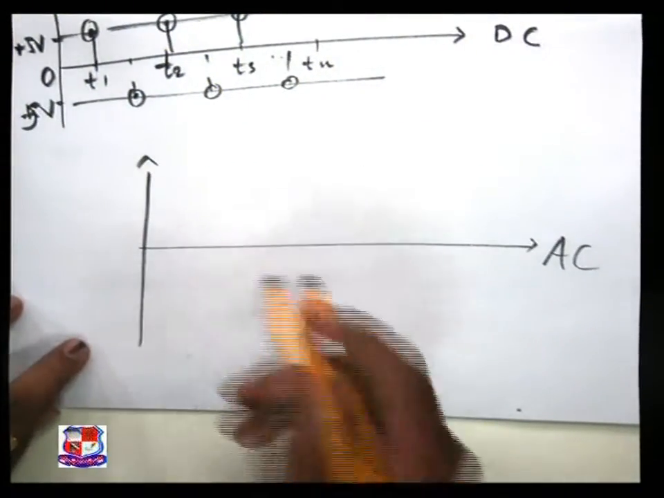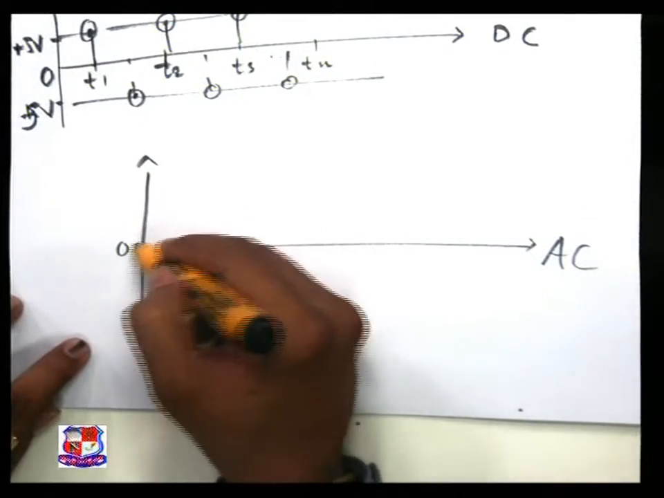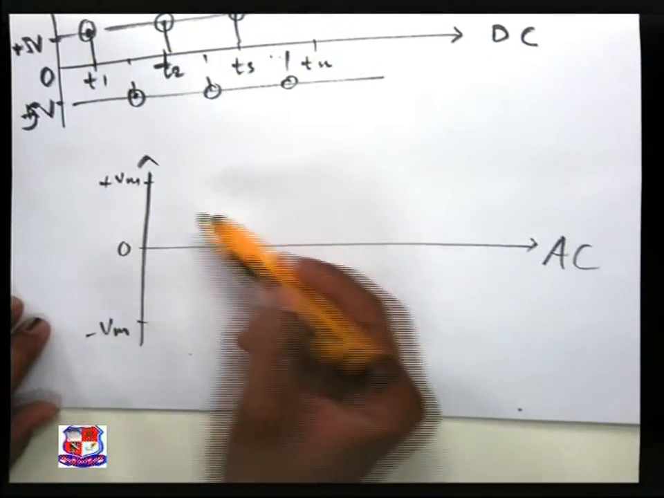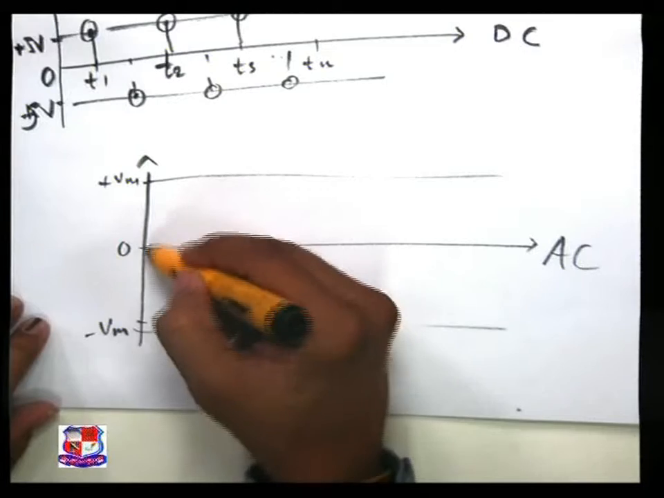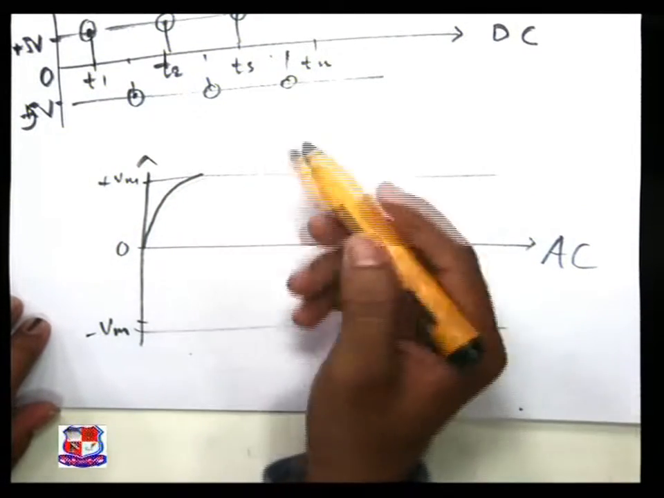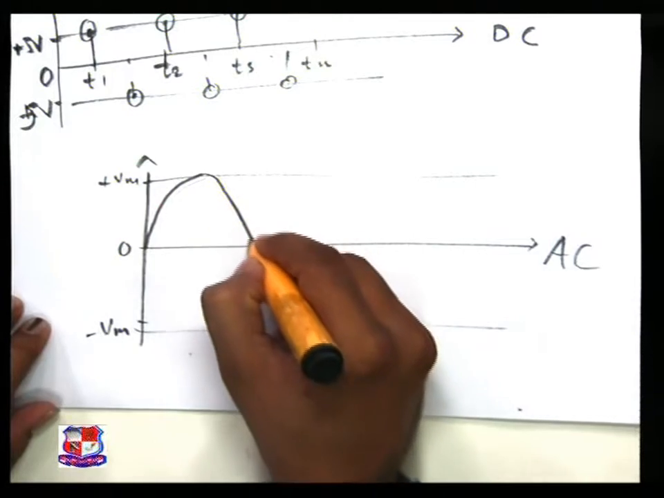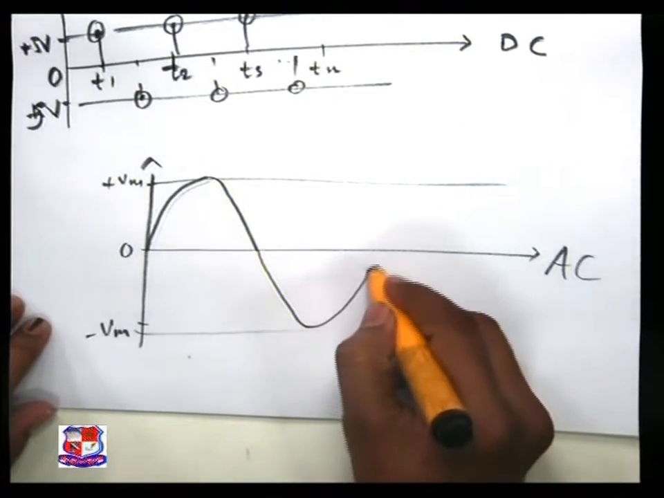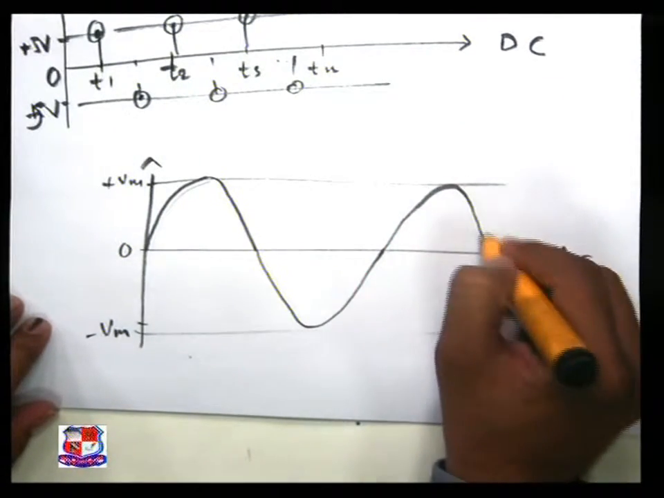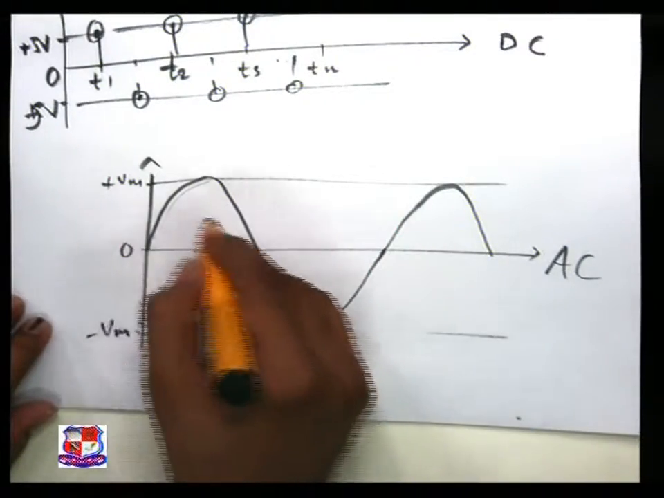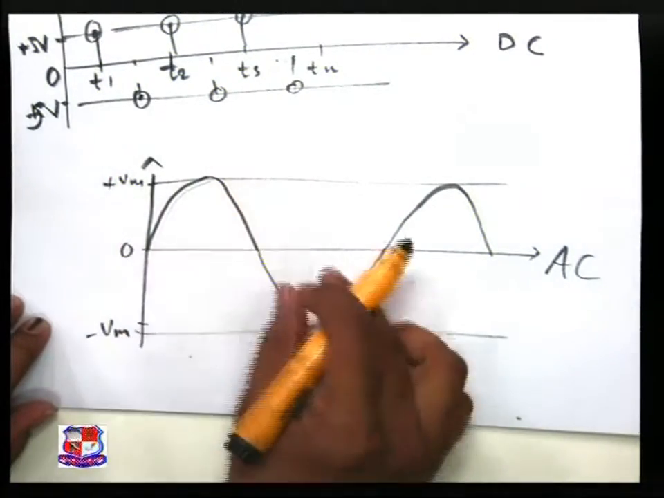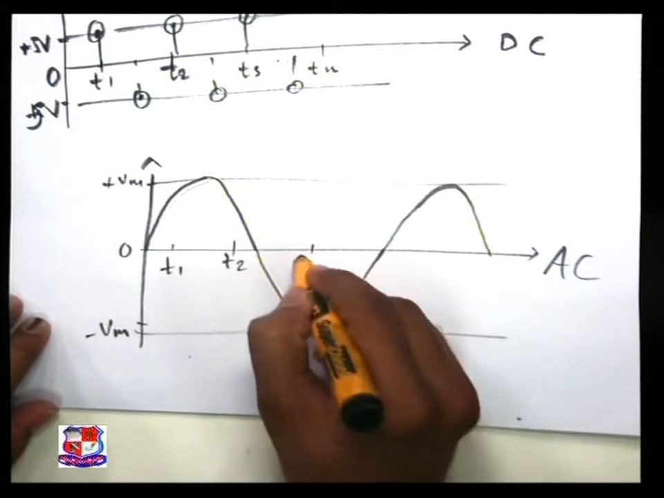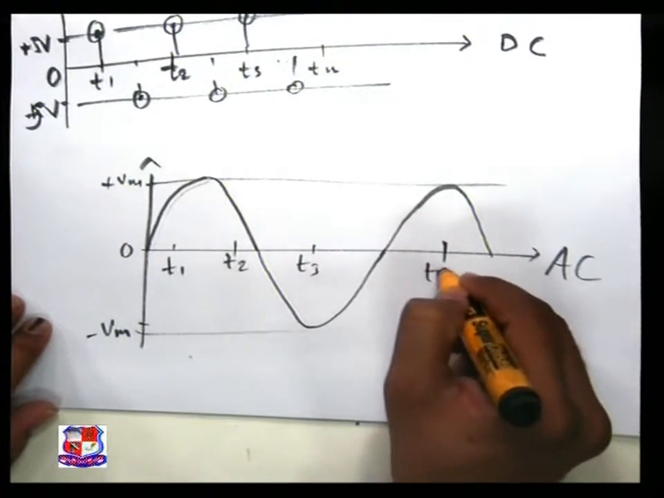Now we talk about the AC. The current starts from the 0 level and reaches the maximum magnitude. So current starting from 0 reaches the peak level, decreases, again reaches 0, and continues on the negative side. So this is a continuous alternating waveform with one positive half cycle and one negative half cycle. It has different instants like T1, T2, T3, T4.